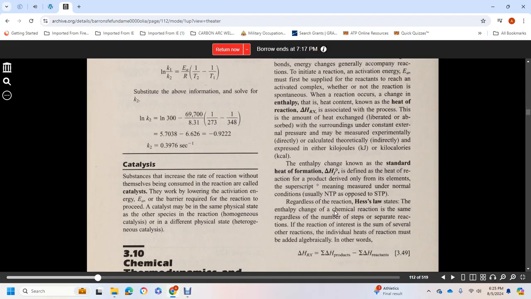Enthalpy change is defined as the difference between the heat of the reactants and products, derived from the elements, measured under normal conditions of NTP as opposed to STP.